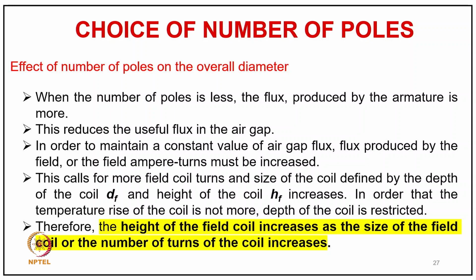So in order to maintain constant value of air gap flux produced by the field, the field ampere turns must be increased. So this calls for more field coil turns, and the size of the coil, defined by the depth of the coil df and height of the coil hf, increases. In order to ensure that the temperature rise of the coil is not more, the depth of the coil is restricted. Therefore, the height of the field coil increases as the size of the field coil or the number of turns of the coil increases.